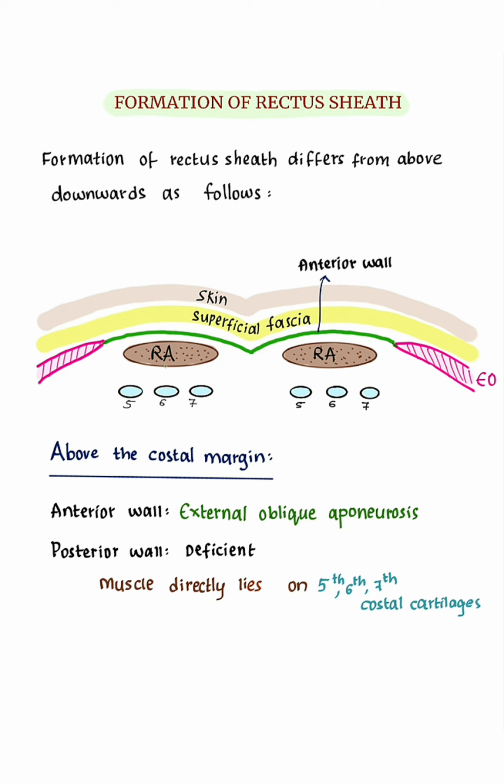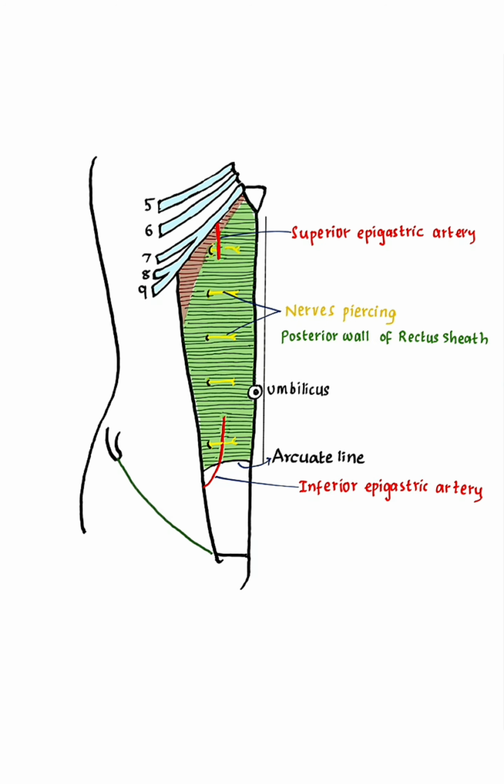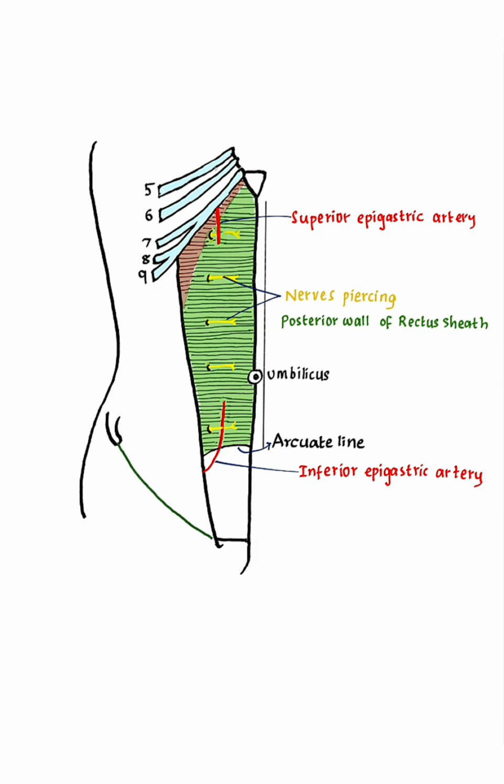You can see that there is no posterior wall of rectus sheath. Above the costal margin, the posterior wall is deficient. The muscle lies directly on 5th, 6th and 7th costal cartilages.